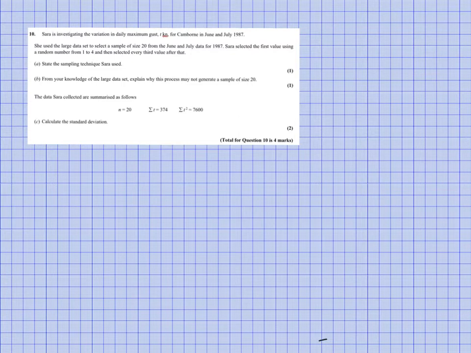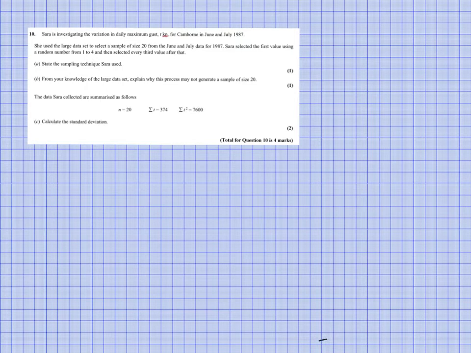B, from your knowledge of the large data set, explain why this may not generate a complete sample. Some of the values are listed as NA for not available. That's it. That's all you need to write. You just need to have this knowledge of the information. Okay, on to the last part, part C for 2 marks.